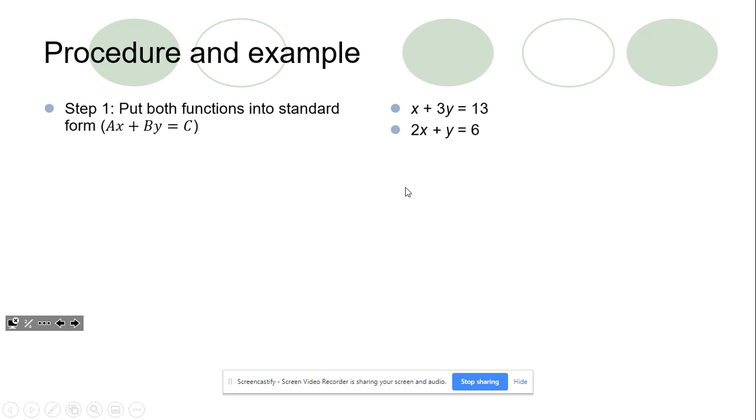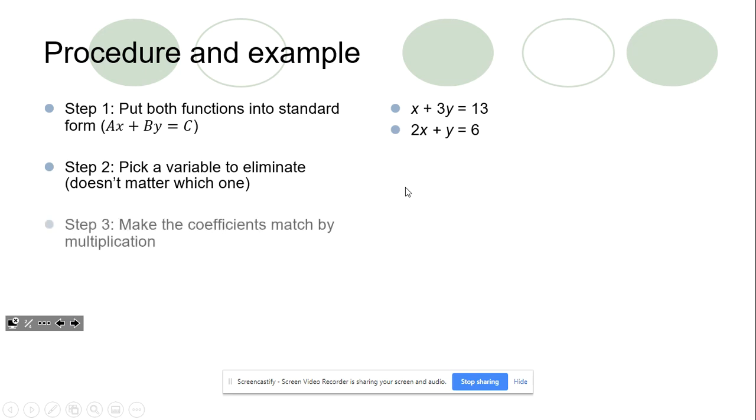So step one is to make sure that both functions are in standard form of a linear function, which is ax plus by equals c. You can see on the right-hand side that I have both in standard form already. The next is you want to pick a variable to eliminate, and it doesn't matter which one you pick. In this example, I'm going to choose x. Now, I could easily do it for y as well if I wanted to, but again, picking x or picking y, it does not matter. I'm going to pick x, and I'm going to make the coefficients match by multiplication.